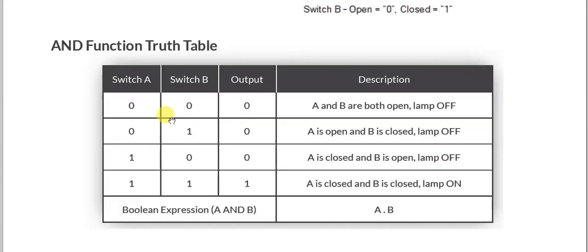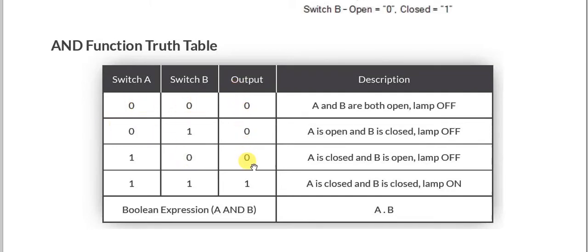0 into 0 is 0, 0 into 1 is 0, 1 into 0 is 0, 1 into 1 is 1. This is a typical AND operation. Here we must have two inputs, and the bulb will be turned on if both of the inputs are in the on state. If switch A is on and switch B is on, then the bulb will be turned on. Otherwise, if any one of the inputs is 0, or both are 0, then the output will be equal to 0.